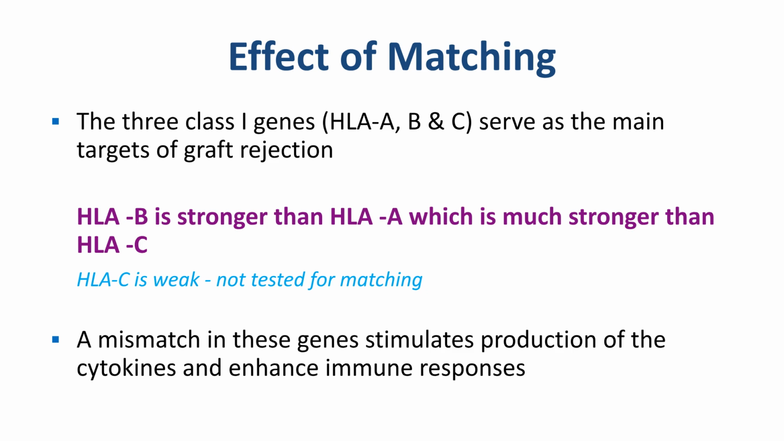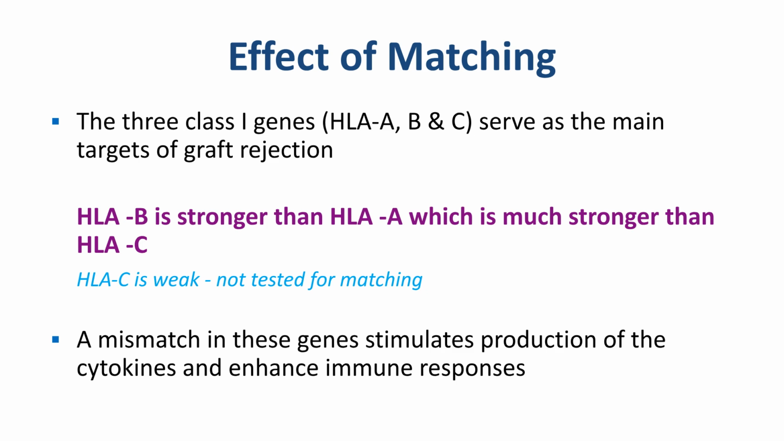Understanding which HLA antigens are most important guides donor selection. The 3 Class I genes, HLA-A, HLA-B, and HLA-C, serve as main targets of graft rejection. However, they're not equally important. HLA-B is the strongest transplantation antigen. Mismatches at HLA-B loci most significantly increase rejection risk and decrease graft survival. This makes HLA-B matching most critical.